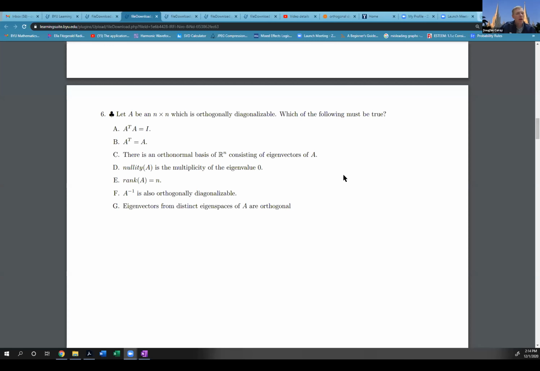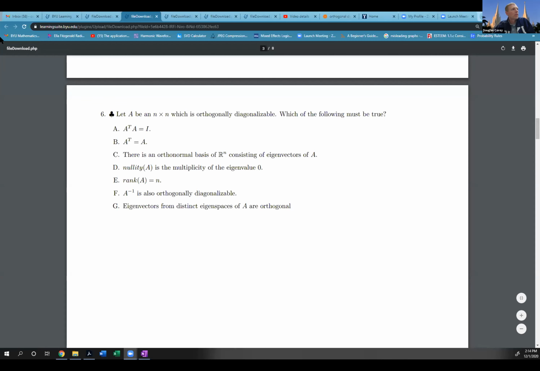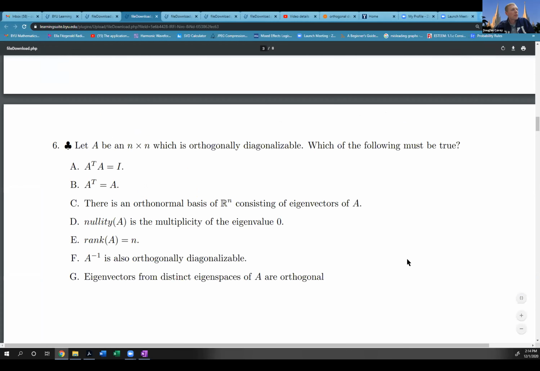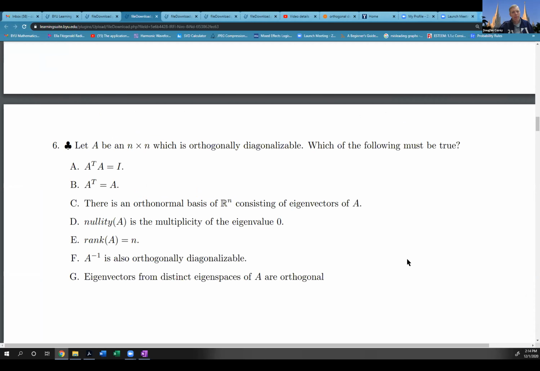So this is from one of the practice finals or previous finals. Not sure if that's big enough. Can you guys see that? Problem 6, okay? All right. So think about this one for a second and try to figure out which one of these is true, which means it's always true.